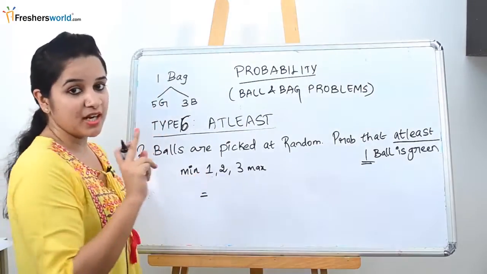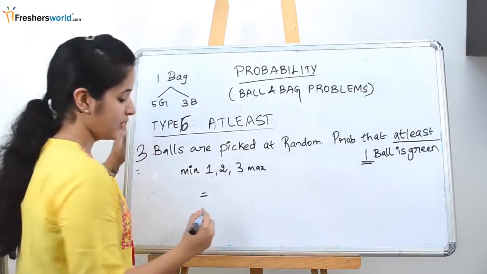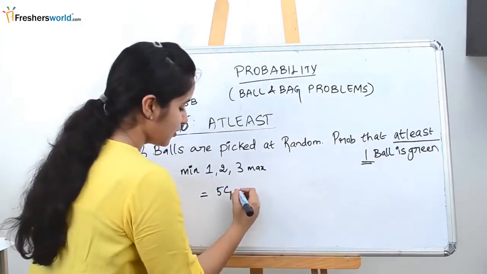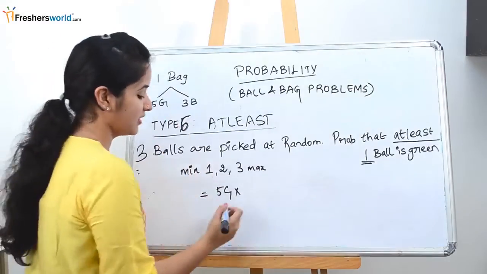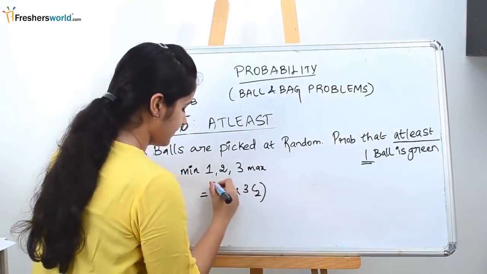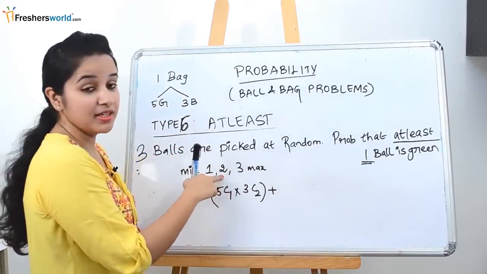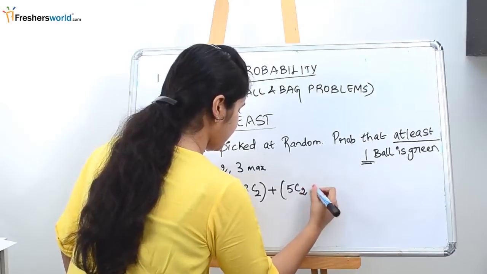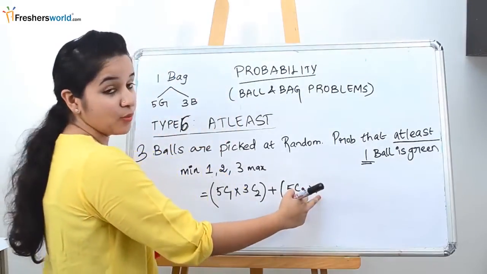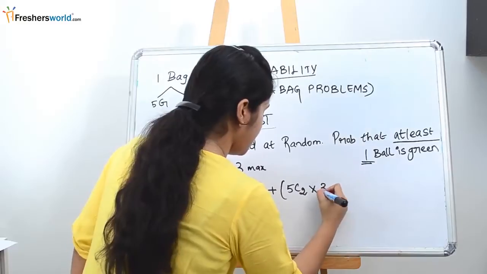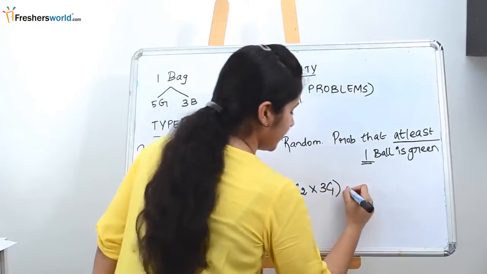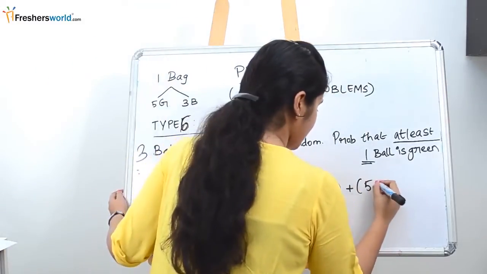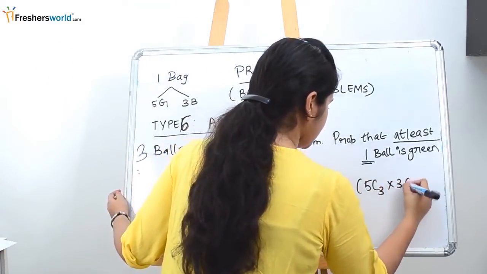So minimum we are going to start with 1 green ball out of 5. So 5C1. How many balls we need to pick? Totally 3 balls. So remaining has to be definitely blue balls. So 3C2 plus, then it can be 2 green balls. So 5C2 into, what is the remaining 1 ball? It has to be blue. 3C1 plus, what is the maximum green balls? So 3. So 5C3 into 3C0.